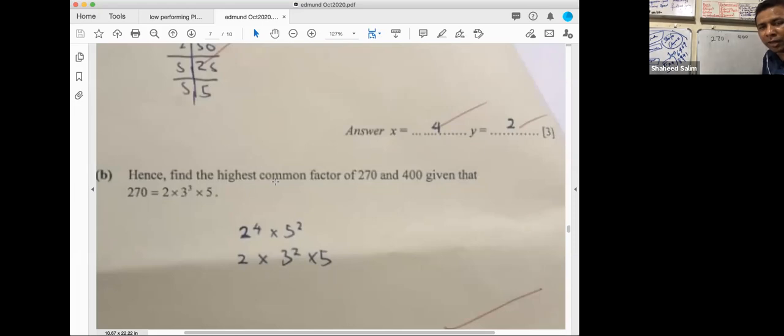Now, they tell you 270, the prime factorization is 2 times 3 to the power of 3 times 5. And then you have done for, sorry, 400. So what is 400? Is it 2 to the power of 4 times 5 to the power of 2? Is this correct?